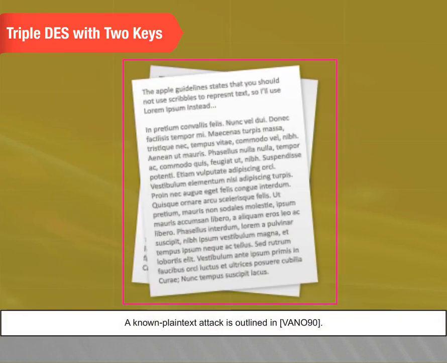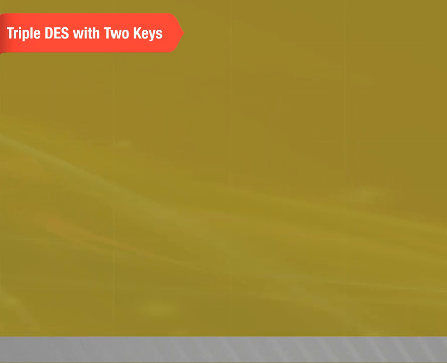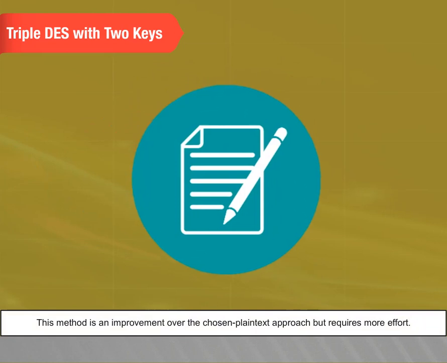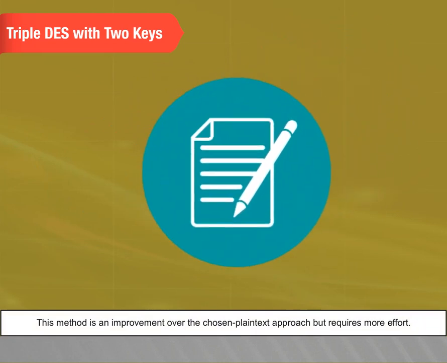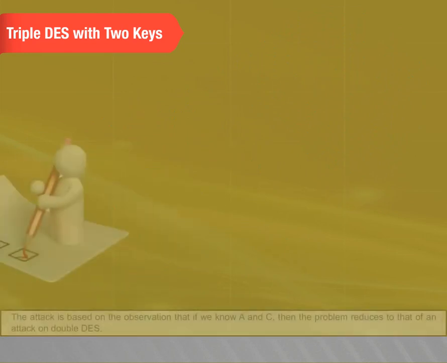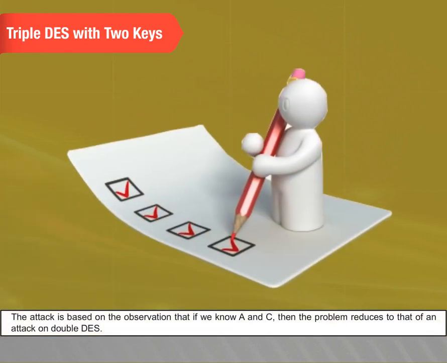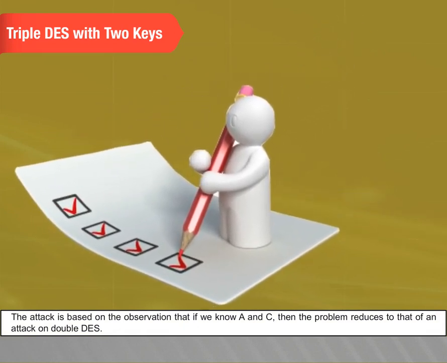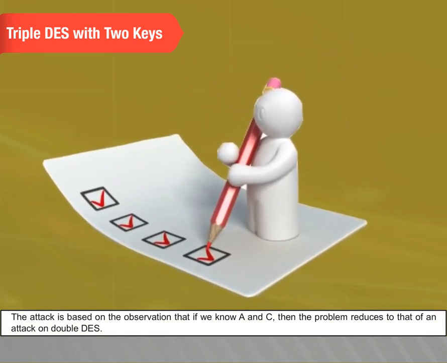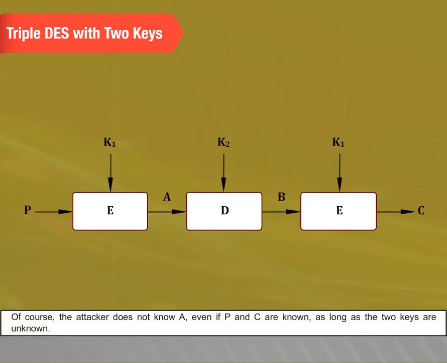A known plaintext attack is outlined in WANO 90. This method is an improvement over the chosen plaintext approach but requires more effort. The attack is based on the observation that if we know A and C, then the problem reduces to that of an attack on double DES. Of course, the attacker does not know A, even if P and C are known, as long as the two keys are unknown.